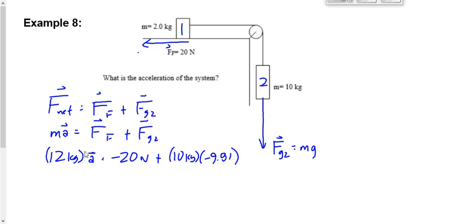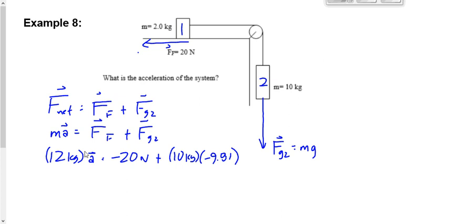Make sense? This is why I asked you not to write this down yet. The force of friction we said is negative 20 because it's acting to the left. The force of gravity is negative 98.1 because it's acting down. The problem is those two forces are pulling against each other. They're opposing each other. And therefore, one of them needs to be a positive value. We got left negative, down negative, and normally that's a sign convention that we use. But since these guys are opposing each other, one of these guys has got to be positive.